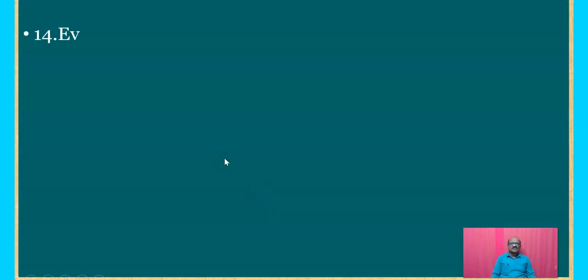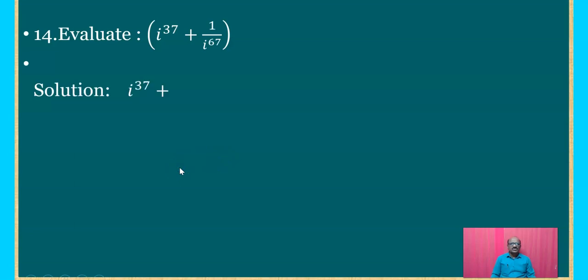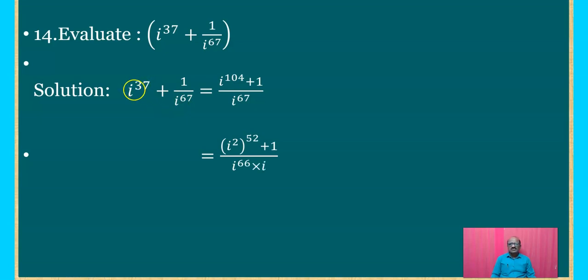Next example, question number 40. We want to evaluate this: i raised to 37 plus 1 upon i raised to 67. If you simplify this, i raised to 37 into i raised to 67 means 37 plus 67, it is 104. So i raised to 104 is [i squared] raised to 52, plus 1 upon i raised to 67.